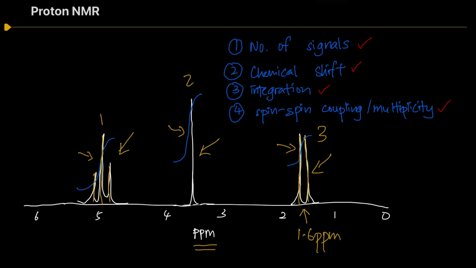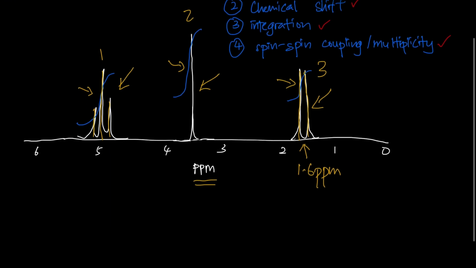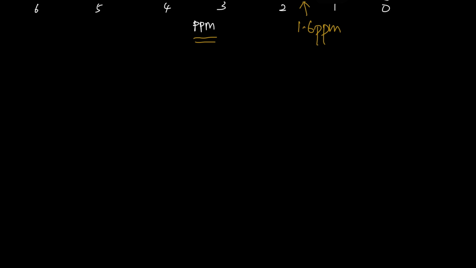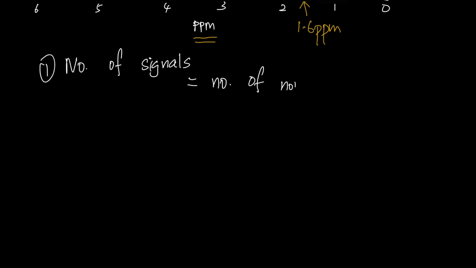So first, let's start with the first information that you can get from Proton NMR. Now we are focusing on Proton NMR. The first one is the number of signals. The number of signals is equal to the number of non-equivalent protons in the structure. Maybe I give you some examples so that it's easier for you to understand.